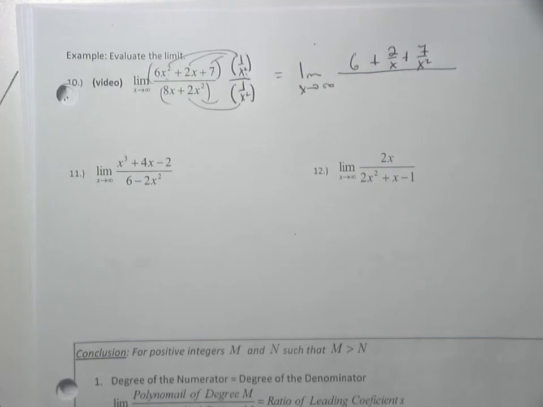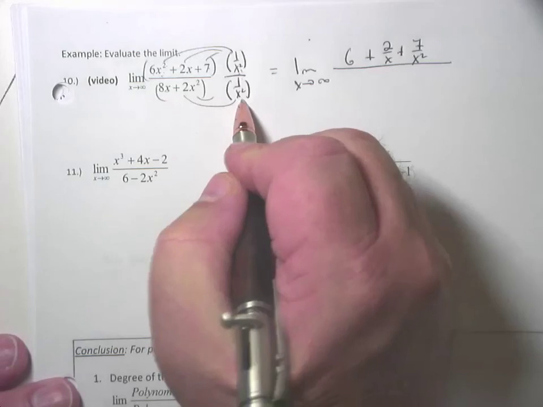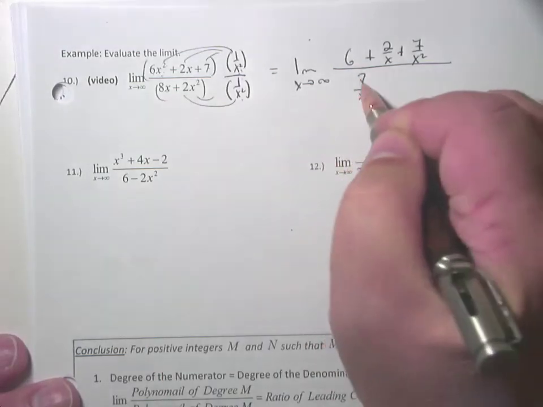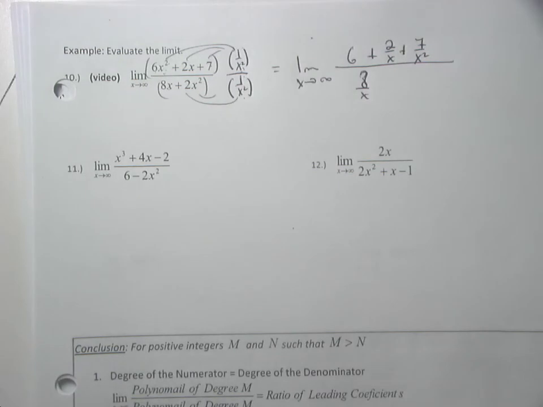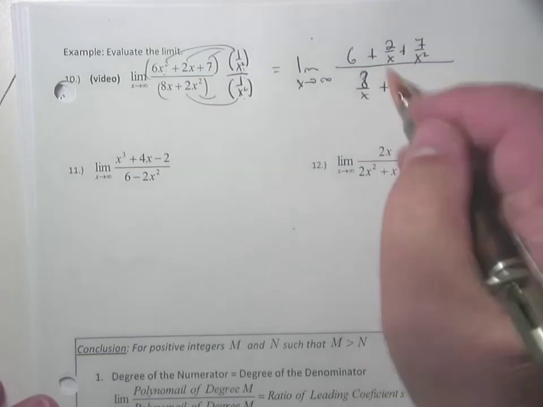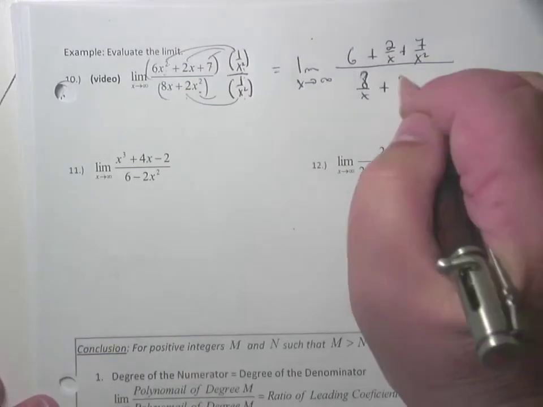Now, distribute the 1 over x squared through the denominator. What is 8x times 1 over x squared? 8 over x. See, it's 8x over x squared, but one of the x's cancels. I'm just cleaning it up as we go. Plus, here we go, what is 2x squared times 1 over x squared? Well, the x squared's cancel, you're left with 2.